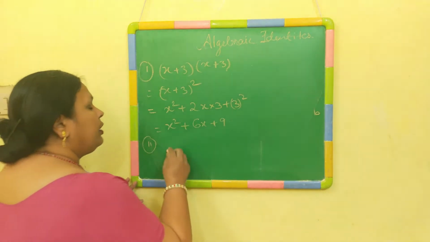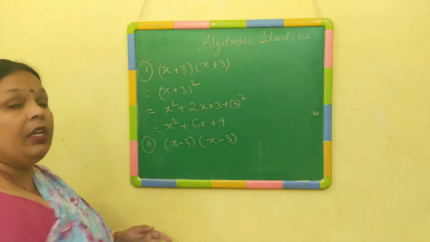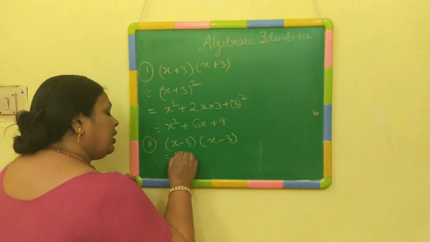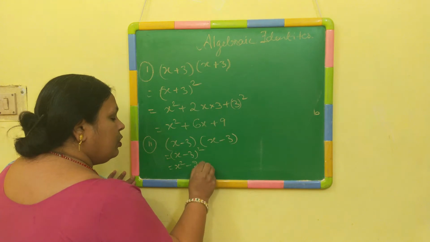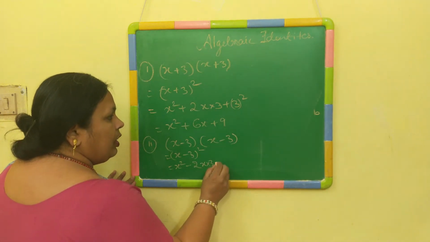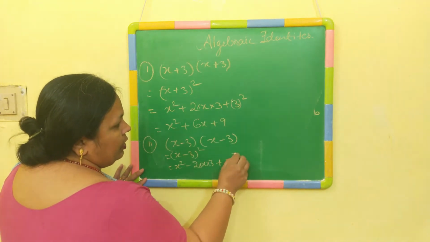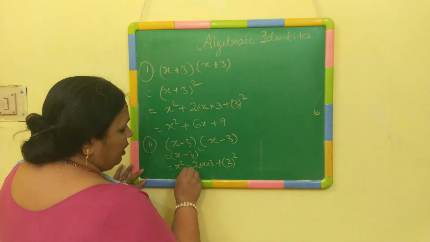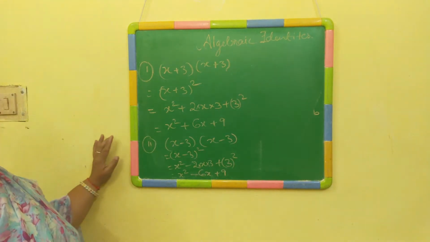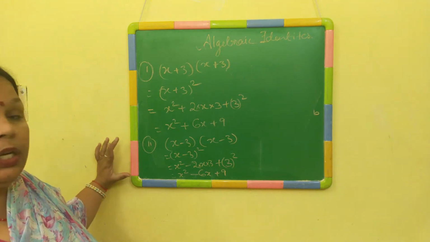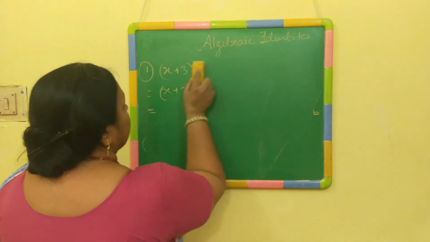What happens if it is (x minus 3) into (x minus 3)? We will be writing it as (x minus 3) whole square, x square minus 2 into x into 3 plus 3 square. So this is going to be x square minus 6x plus 9. Clear? So we have checked identity 1 and identity 2. Now we'll move to the third identity.